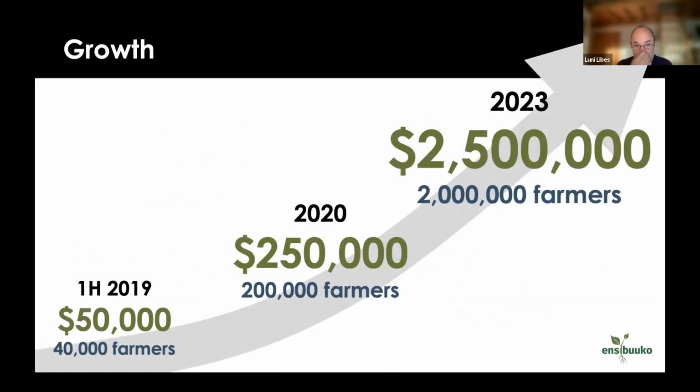So here we are. It's 2020, and last year, in 2019, we had our first 40,000 farmers. This year in 2020, we expect 200,000 farmers. And by 2023, we expect that to grow tenfold, to 2 million farmers. And again, there are 20 million farmers in Uganda. So there's plenty of space to grow.